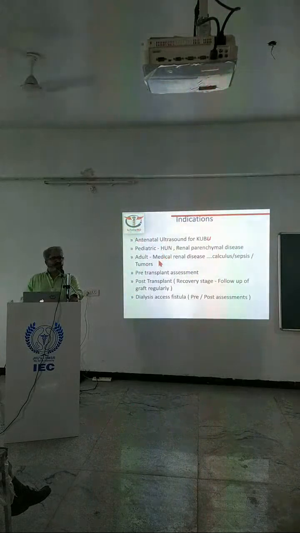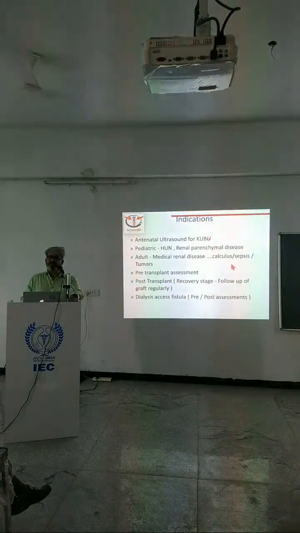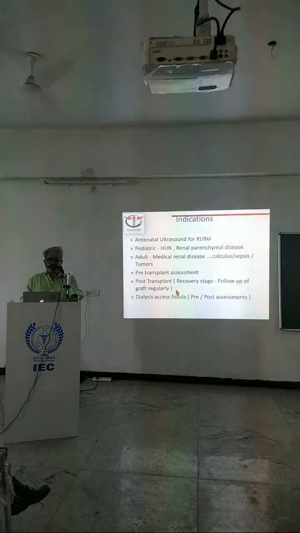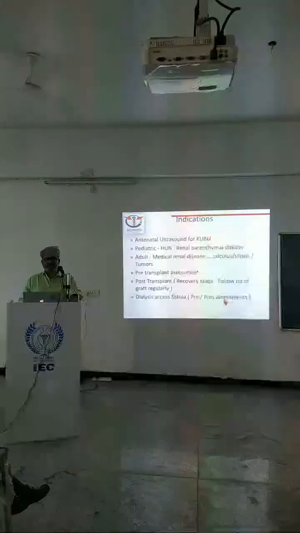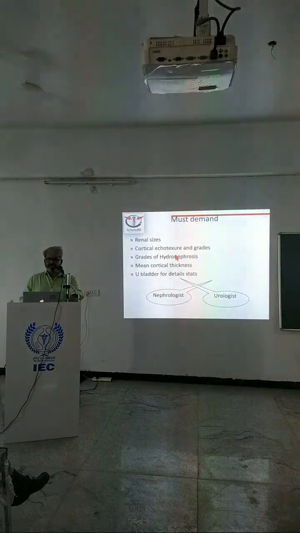In case of adults, the commonest indications probably are medical renal disease, calculus, sepsis, along with calculus because of diabetes or tumors. Pre-transplant assessment of the donors as well as recipients, and post-transplant assessment, particularly looking at the different complications possibly associated with transplant, or follow-up of the graft regularly for renal vasculature or any abnormality in terms of resistance reduction, eventually with a follow-up of more than 5 years. Dialysis access fistula pre and post transplant assessment is a common thing that we need to do.